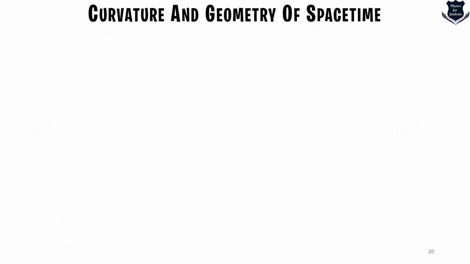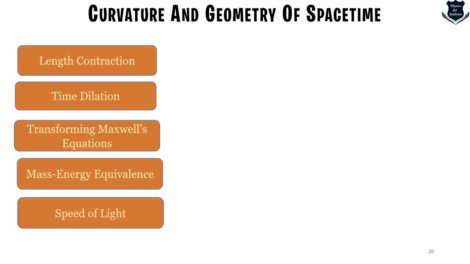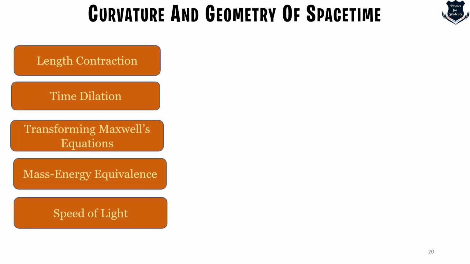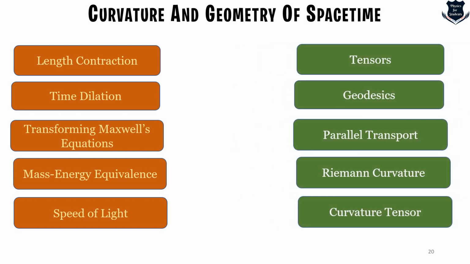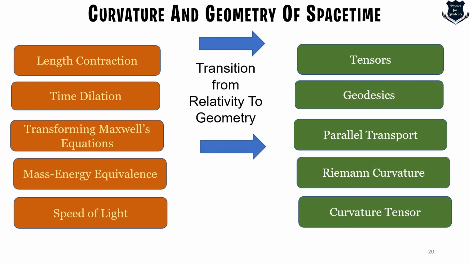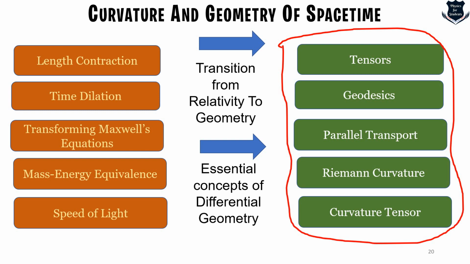Now, the whole idea of showing this is that the entire left hand side, all those outcomes of special theory of relativity, starting from Maxwell's equations and transformations, and going to the general theory of relativity with tensors, geodesics, etc., again tells us that the transition is from relativity to geometry. And the right hand side are essential concepts of differential geometry and nothing more than that. So having established this, we are now delving into differential geometry, which exclusively deals with curvature, and that is why geometry.